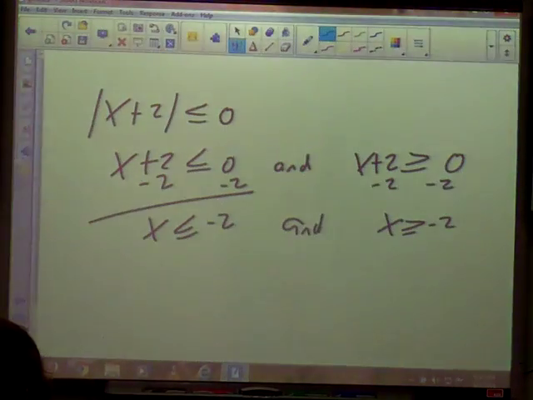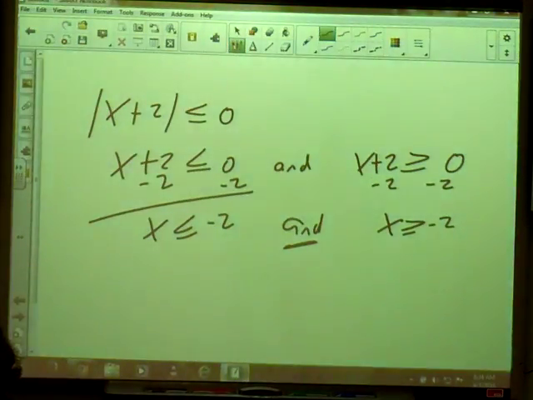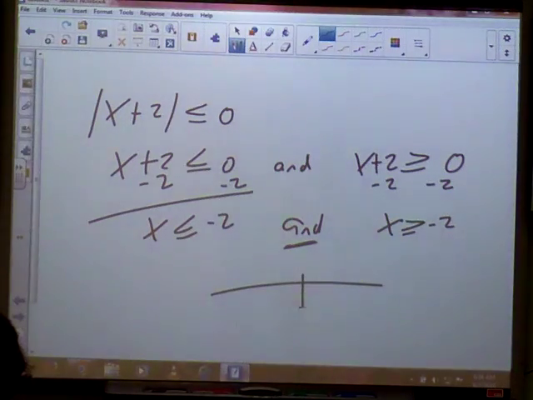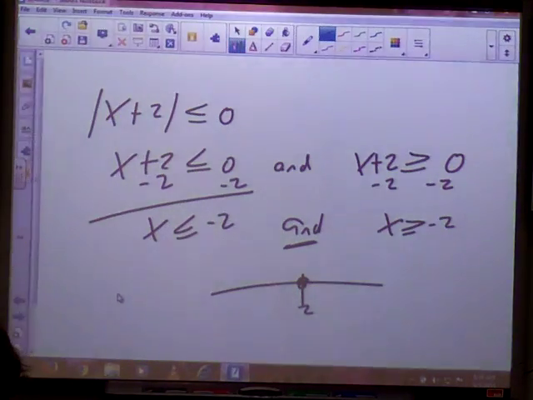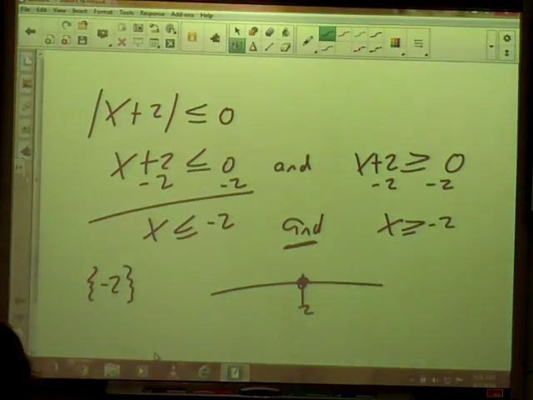And this was an and. So, what number do I have that's less than or equal to negative 2 and greater than or equal to negative 2? Just negative 2, right? Because it's got that equal bar. If it had said less than negative 2 and greater than negative 2, it wouldn't be any good. But negative 2 would be it. So my answer for this would just be like the equal problems. It's just going to be in your braces. Just have that one answer. Good job, Bailey.